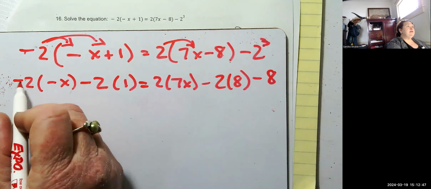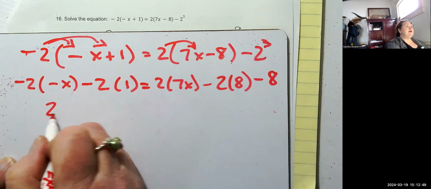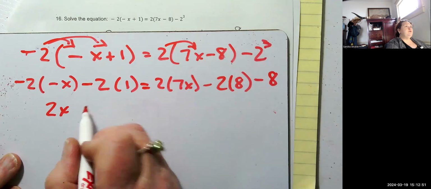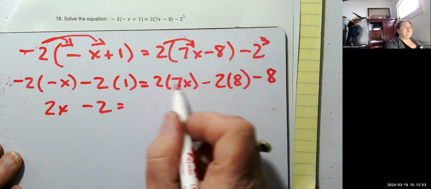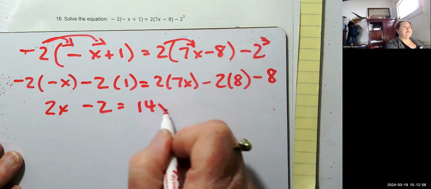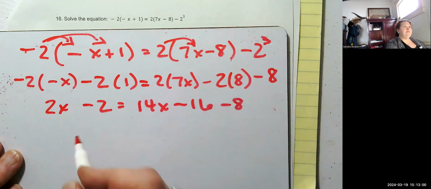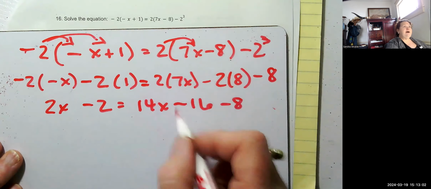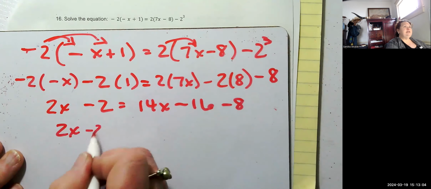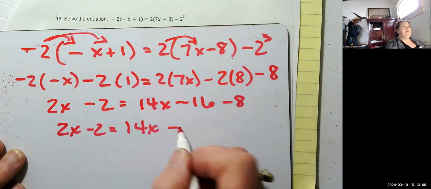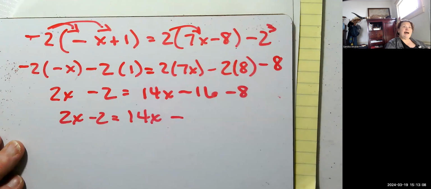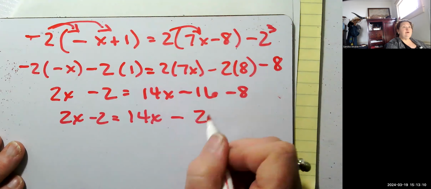Left to right here, let's talk about this. -2 times -x is just 2x. -2 times 1 is -2. 2 times 7 is 14. Don't forget the x. -2 times 8 is -16, and then minus 8. I'm going to simplify this side over here. 2x minus 2 is equal to 14x minus 24. The signs are the same, so we add them and keep the sign. Many of you are subtracting them.